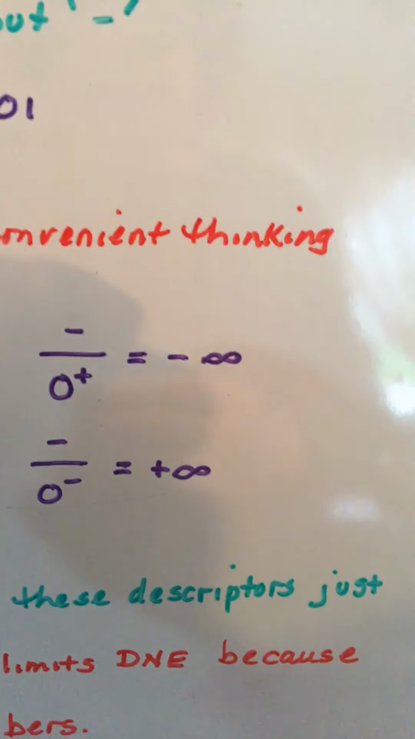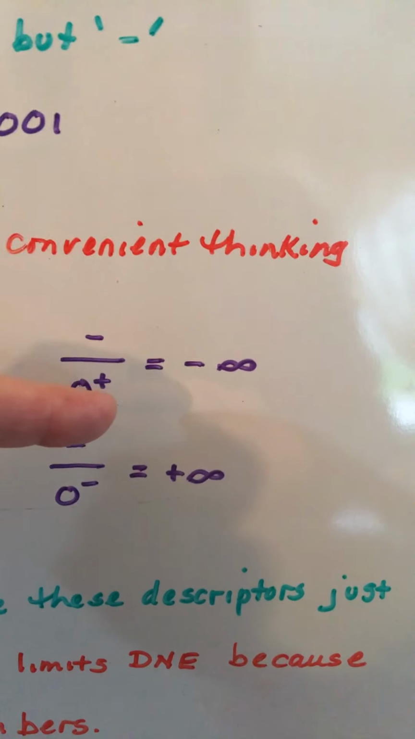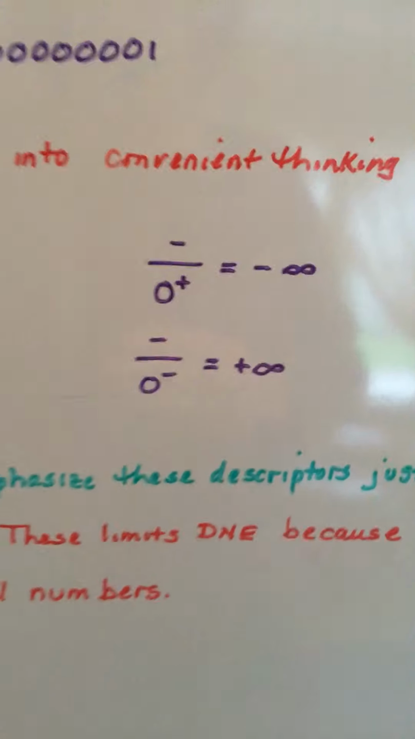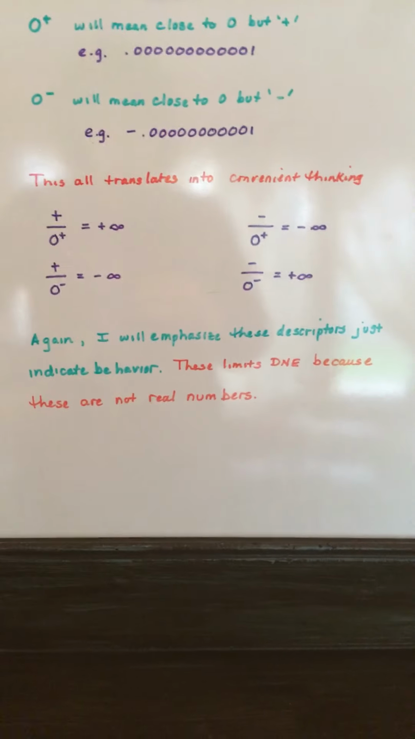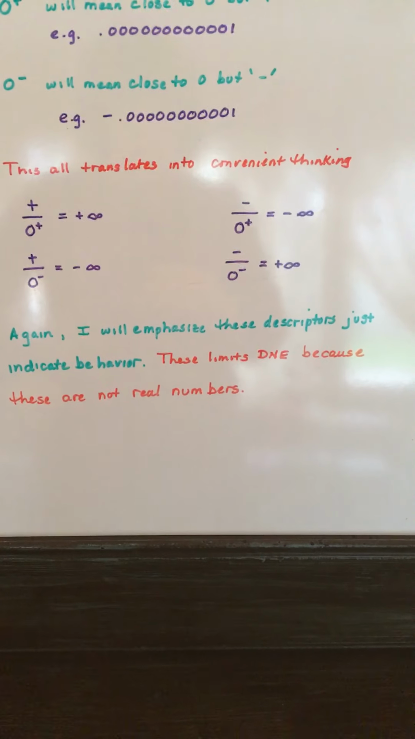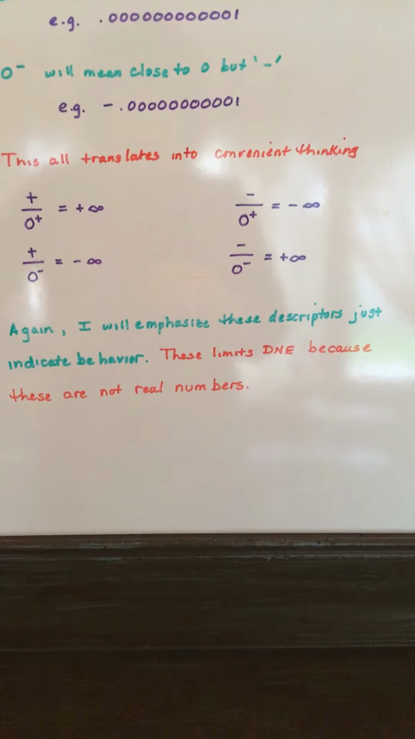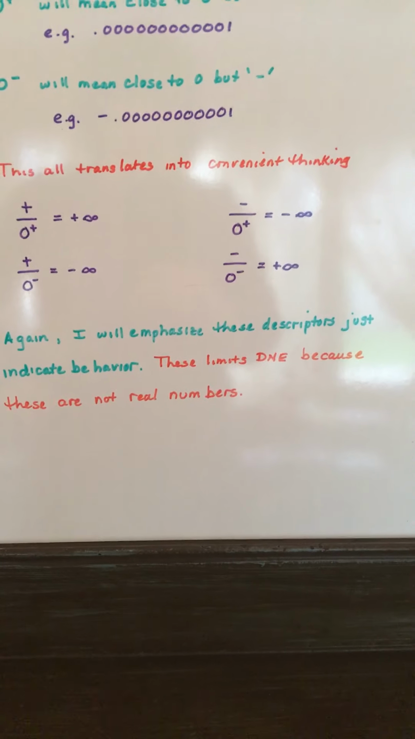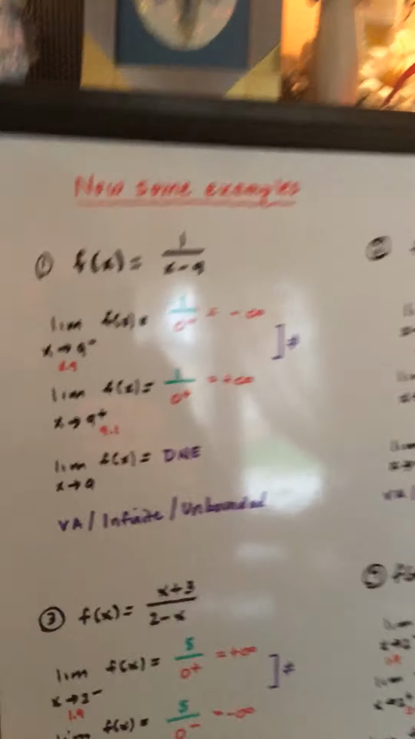Now, negative over positive will be negative infinity. Negative over negative will be positive infinity. You learned those rules in 6th grade. Continue to use them. Again, I will emphasize these descriptors just indicate the behavior. Remember, these limits really are D and E because they are not real numbers. Now let's look at some examples.